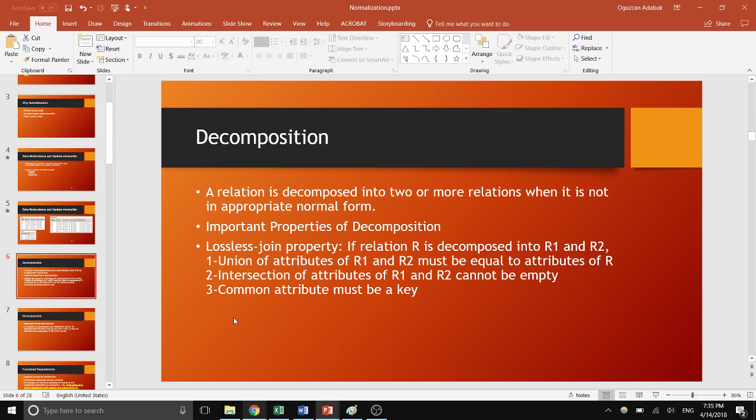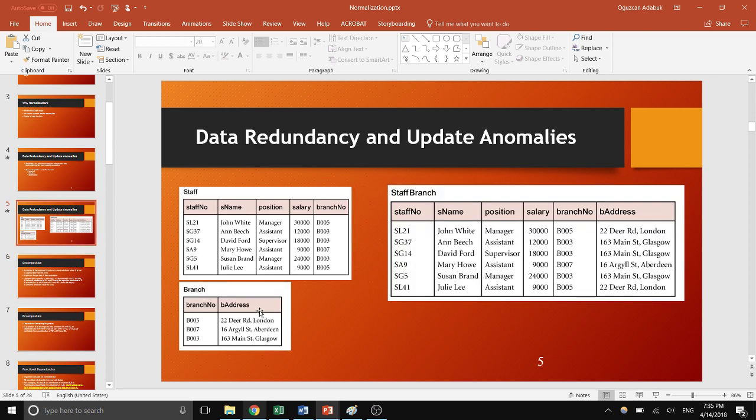The second rule is that the intersection of attributes of R1 and R2 cannot be empty. It means that they have to have something in common. They have to have a common attribute. In this case, branch number is the common attribute, and it's also the foreign key. It's the primary key for the branch table, but it's the foreign key for the staff table, because this way with the branch number you can detect which staff works at which branch.